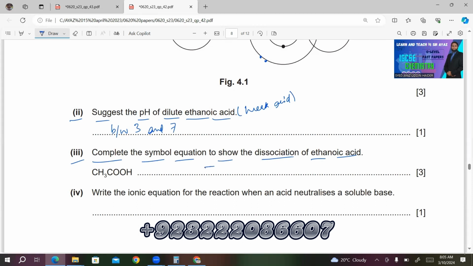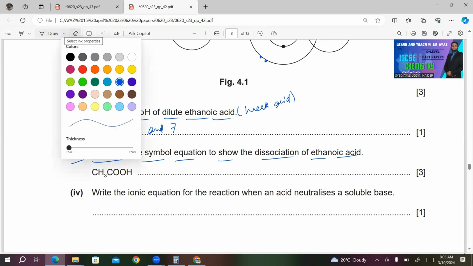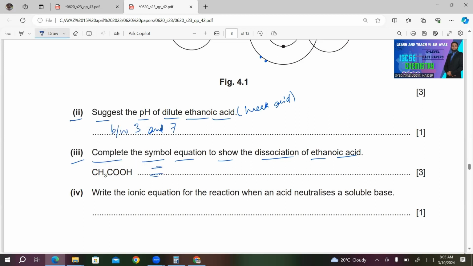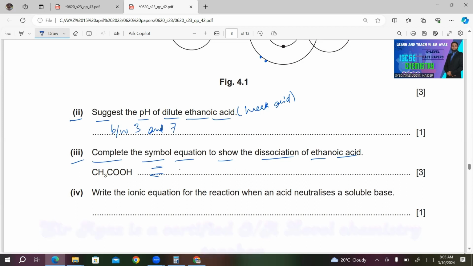So we'll show the reversible sign for the dissociation of ethanoic acid. This is the formula of ethanoic acid. This is the sign for dissociation. And it will dissociate incompletely, forming CH3COO negative and H positive ion.